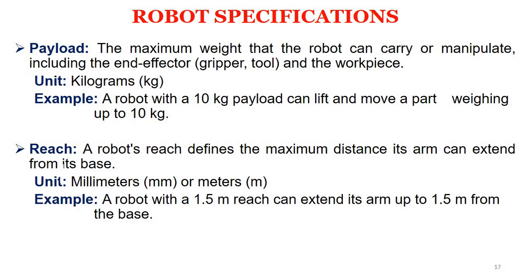Robot specification. First, payload. It is the maximum weight that the robot can carry or manipulate, including the end effector and the workpiece. Its unit is kilogram. Second is the reach, the distance the robot arm can travel. A robot's reach defines the maximum distance its arm can extend from the base. Its unit is millimeter to meter.